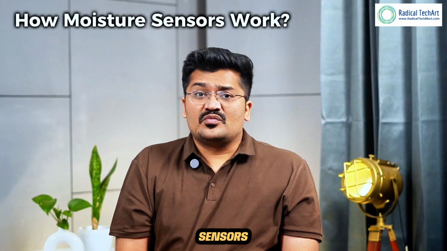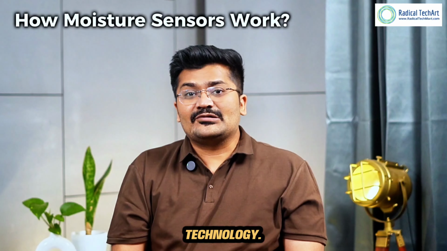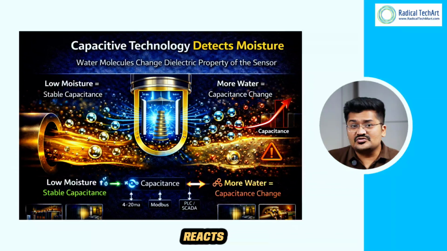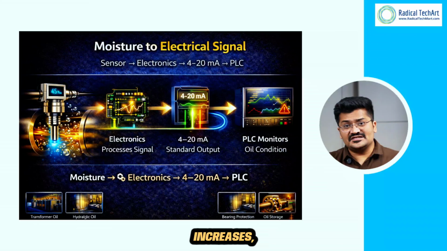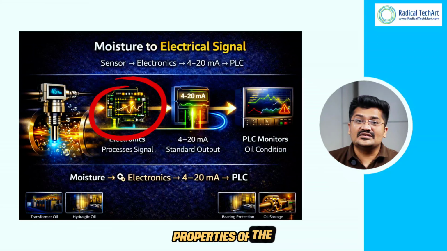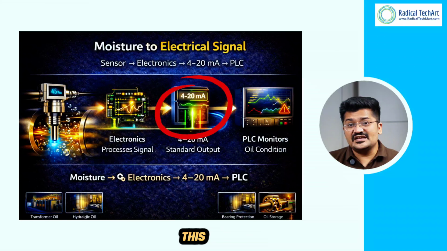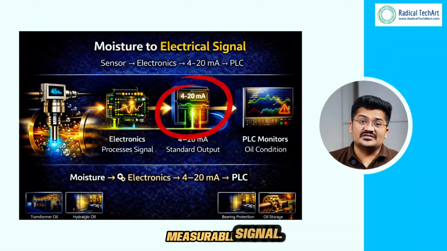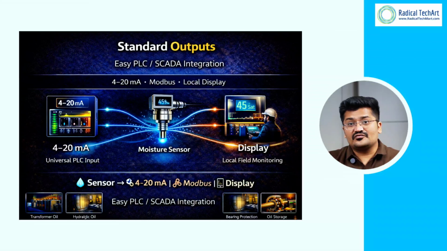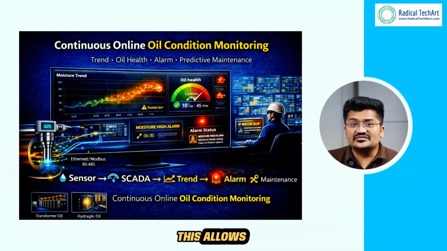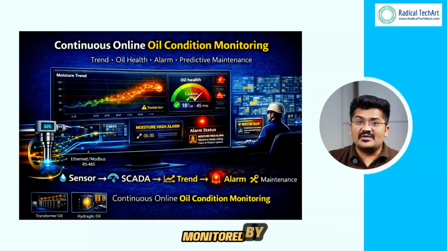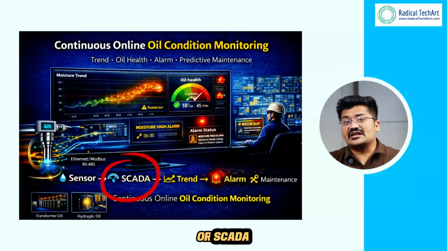Most moisture sensors work using capacitive sensing technology. The sensor element reacts to the presence of water molecules. When moisture increases, the electrical properties of the sensor change. This change is converted into a measurable signal. Typical outputs from moisture sensors include 4 to 20 milliampere analog signals or a digital communication such as Modbus. This allows the data to be monitored by a PLC system or SCADA system.